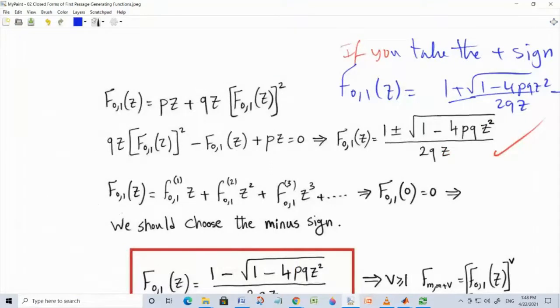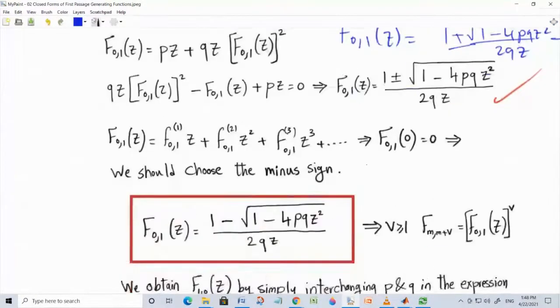But in the generating function, if you put z equals 0, what you should get is basically 0, right? For the f probabilities, you should get a finite number. Actually, it should be 0. So the idea here is that we should have a minus sign. And if you want to go the extra mile, then you need to check, taking the limit using L'Hopital or something.